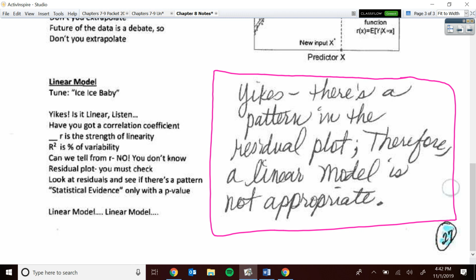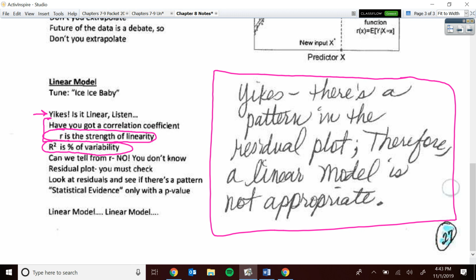So for this one, look at our lyrics. Yikes, is it linear? Listen, have you got a correlation coefficient? So this is nice. We say, hey, do you have a correlation coefficient? How strong is it? R is the strength of linearity. We know that. And R squared, we learned last week, is the percent of variability, the percent of variation that is found in the Y.